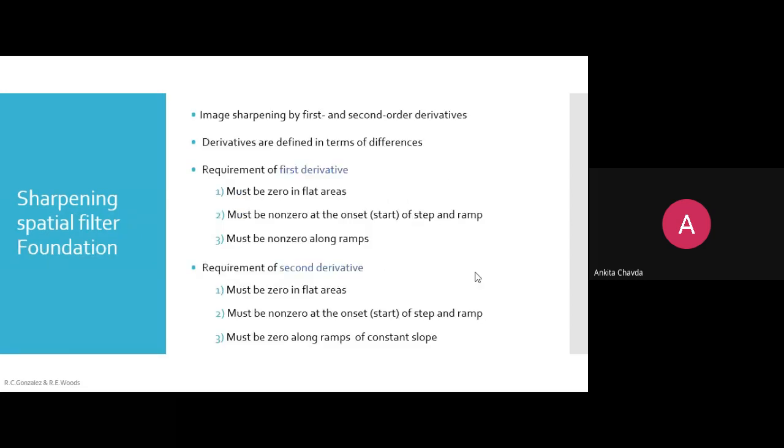Okay. How it is doing that, we will see. Image sharpening by the first and second order derivatives. So how you take the derivatives, that we will see. Derivatives are defined in terms of differences. Requirement of first derivative: this is what is given in your reference book also, right? From that only I have made this. The first derivative must be zero in flat areas.